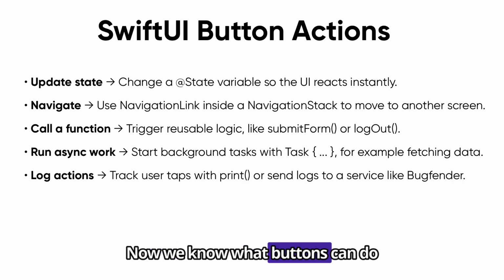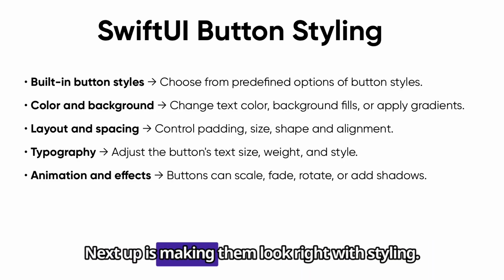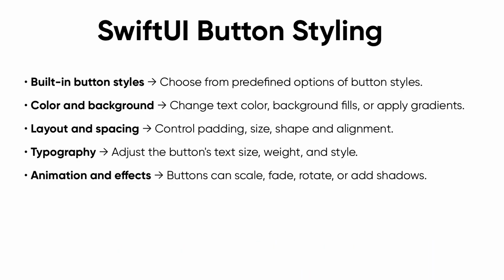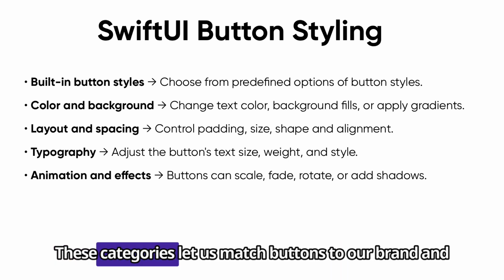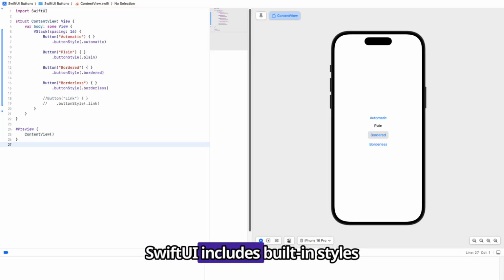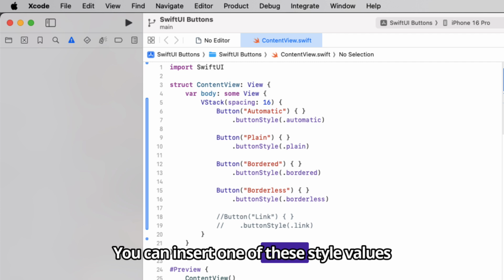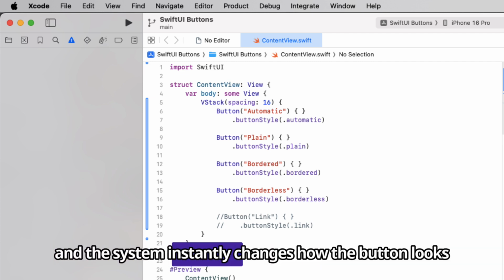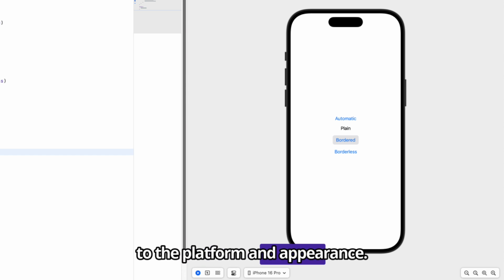Now we know what buttons can do and the different ways they can show themselves. Next up is making them look right with styling. SwiftUI styling can be broken down in 5 categories. These categories let us match buttons to our brand and ensure they feel smooth and natural on every platform. SwiftUI includes built-in styles you can apply with button style. You can insert one of these style values and the system instantly changes how the button looks, adapting it automatically to the platform and appearance.